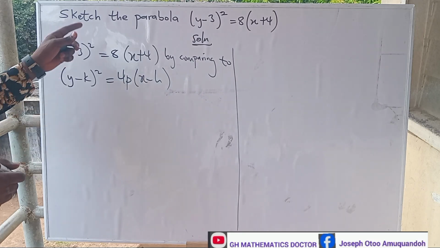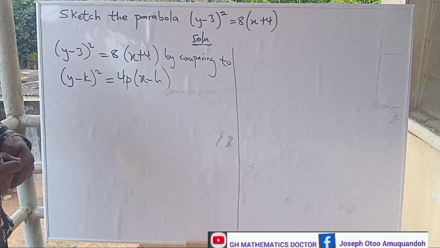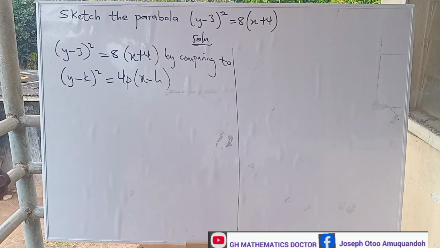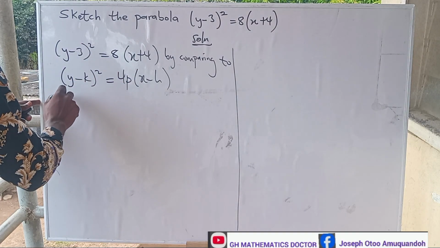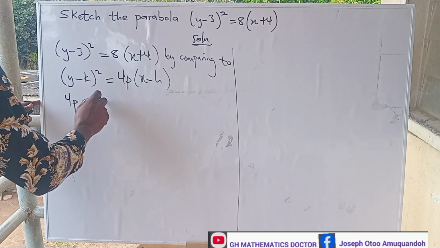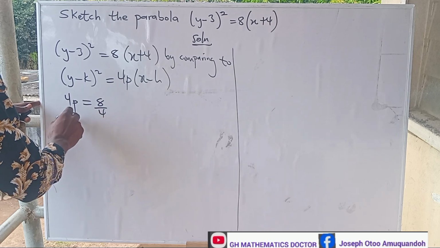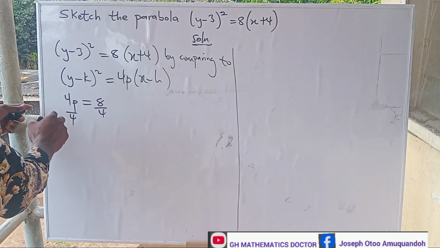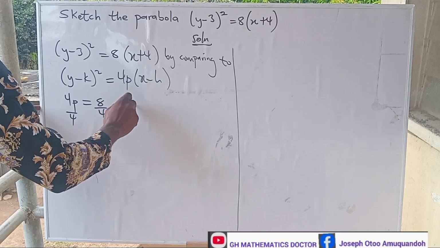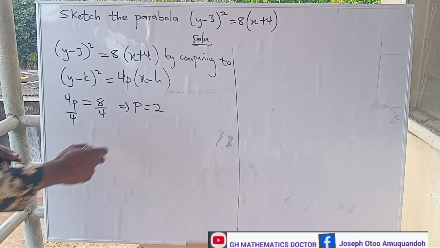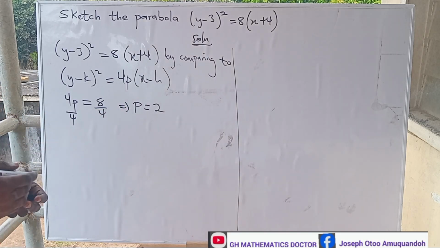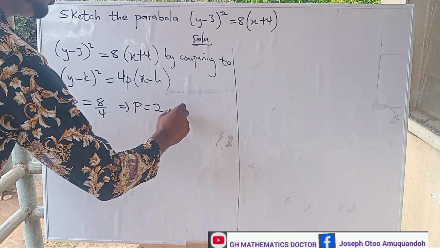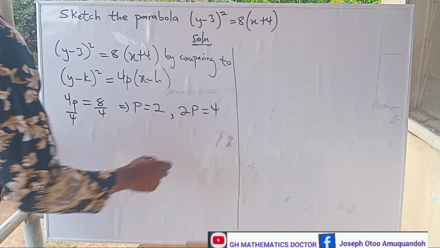As we are coming to sketch this parabola, we need to find the value for p. So by comparing, we'll say that 4p is equal to 8. When we divide through by 4, we'll also say that p is equal to positive 2. As you are coming to sketch, we need also to have our 2p. So our 2p becomes 4.